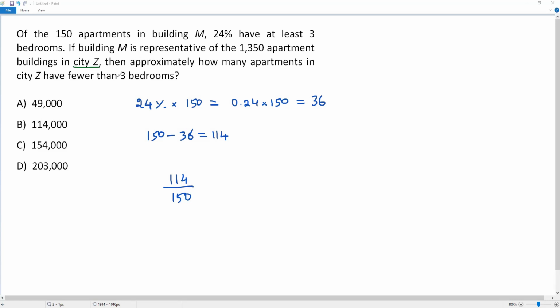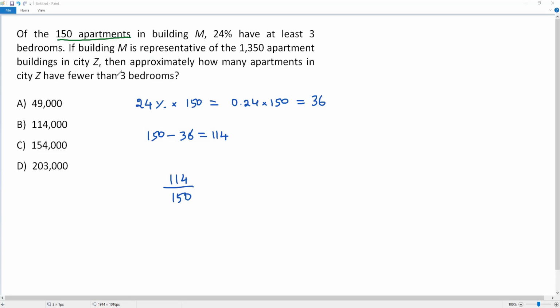For that, we have to multiply the number of buildings and the number of apartments in each building. We know that there are 1350 buildings in city Z, and we don't have any information about the number of apartments in each building. Since building M is representative of city Z, we can use this 150 apartments as the number of apartments in each building of city Z.